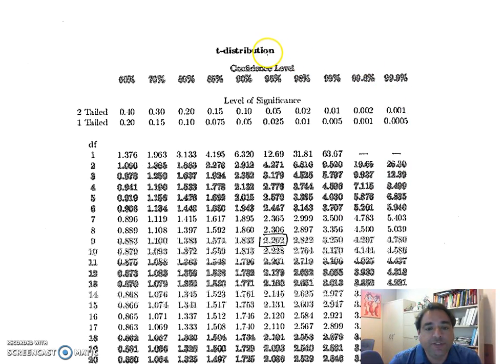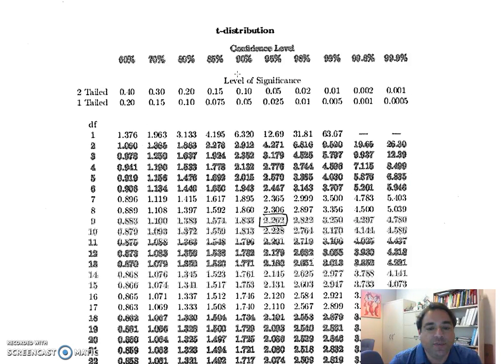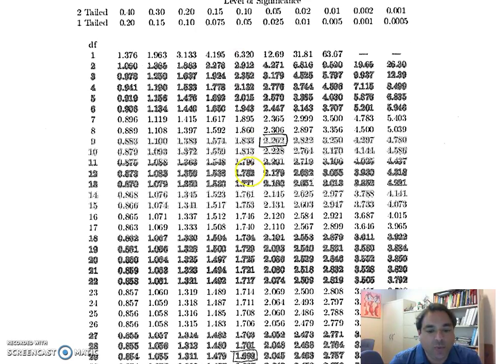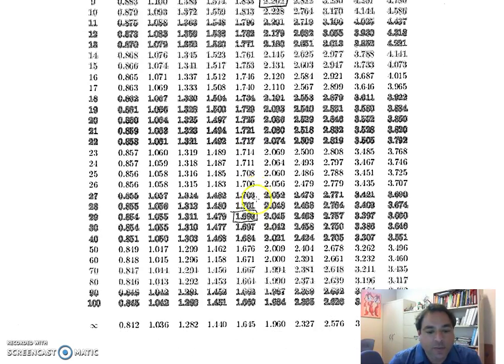Here's our table, our T distribution table. Notice we have the confidence interval on the top, 90% confidence interval, and then the degrees of freedom on the side. So we're looking for 90 and 29. 90 and 29, which would be right here, 1.699.